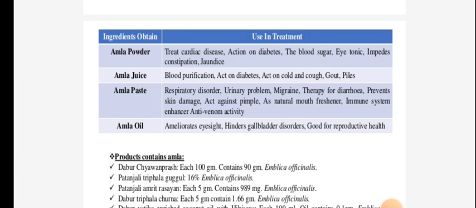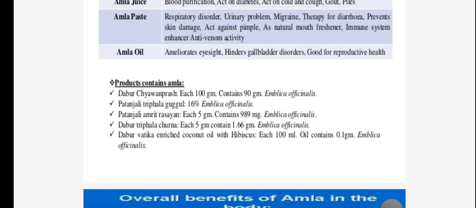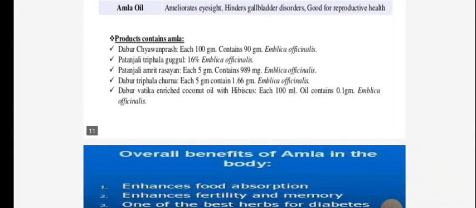Right, therapy means the act of use of medicine. In diarrhea it is used. And amla oil is good as an emeritus or oil for the eyesight. It hinders gallbladder disorder. So like this, different products are there: Dabur Chyawanprash, Patanjali Triphala Guggul, Patanjali Amrit Rasayan, Dabur Triphala Churna, and Dabur Vatika. So all these contain amla.